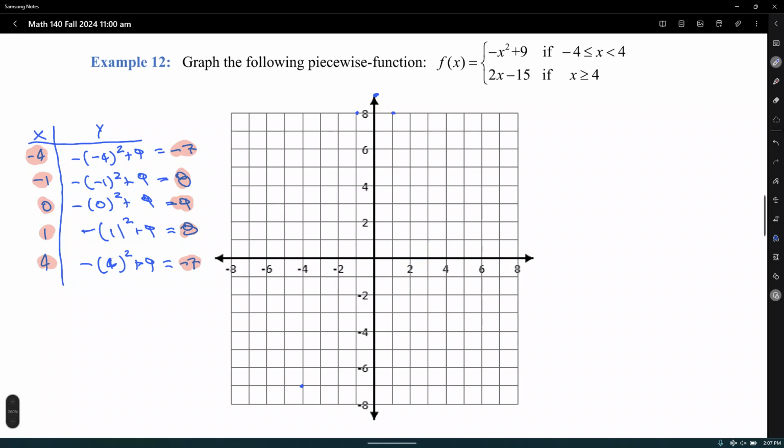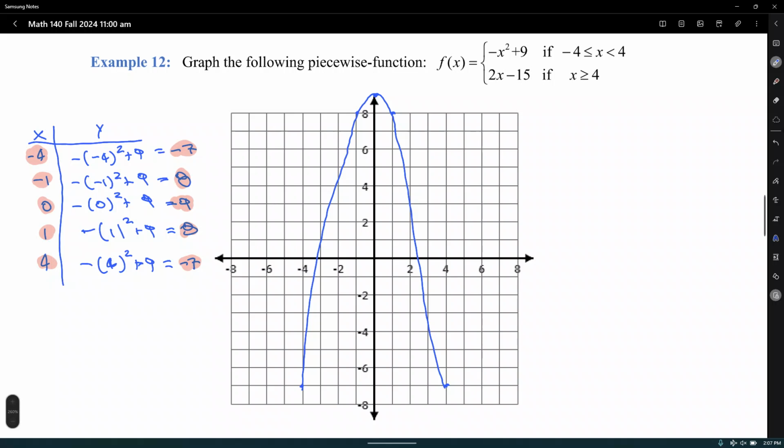All right, so 1, 8 and 4, negative 7. So this would be the graph, right? This would be the graph. It would look like this within this interval. However, we need to be careful.